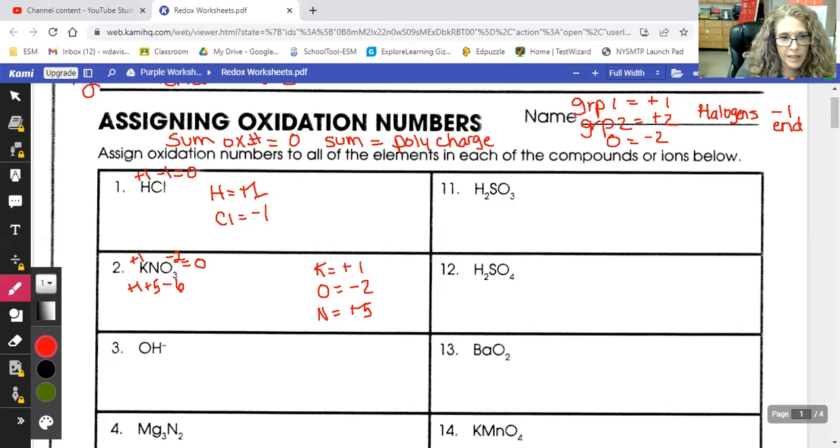So now in number 3, this is our hydroxide, right? Which is, remember, our base ion, right? Hydroxide on table E, and you'll see that there's a negative charge.